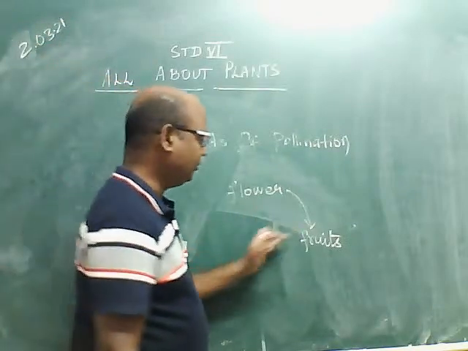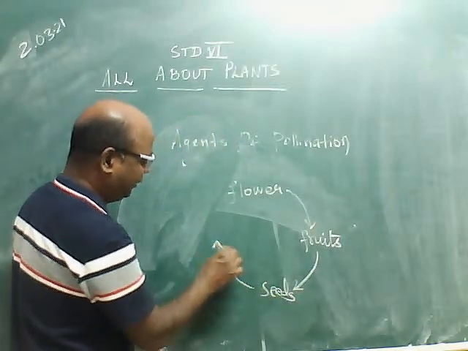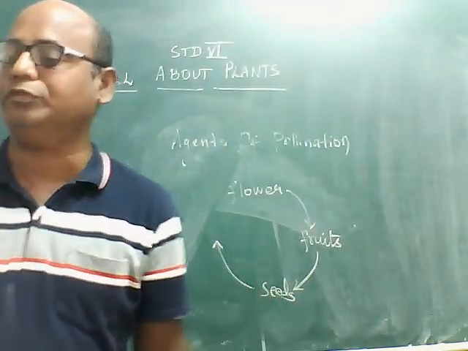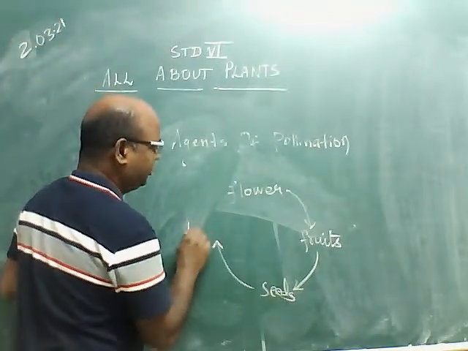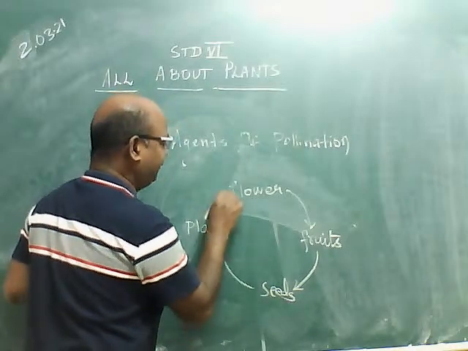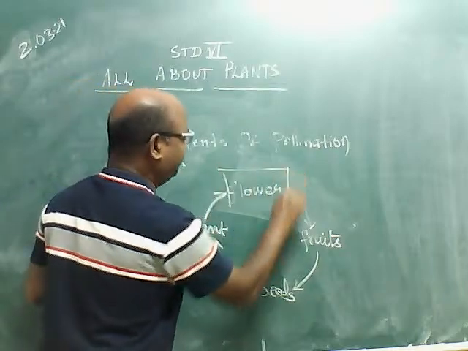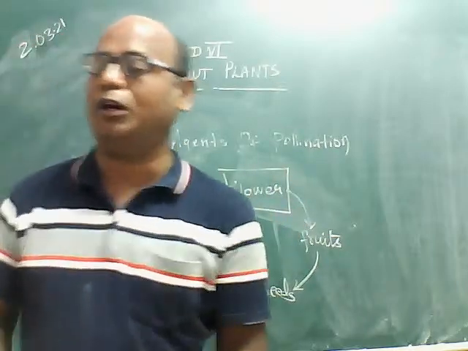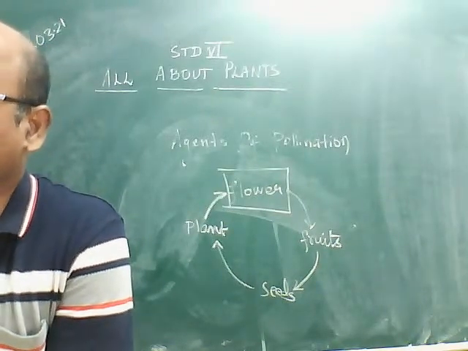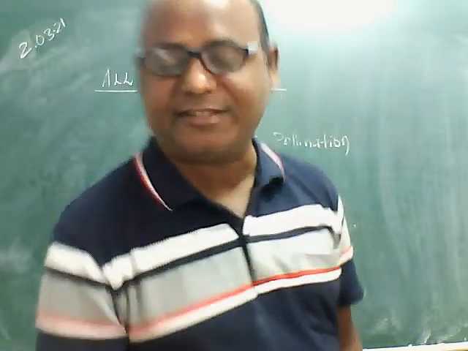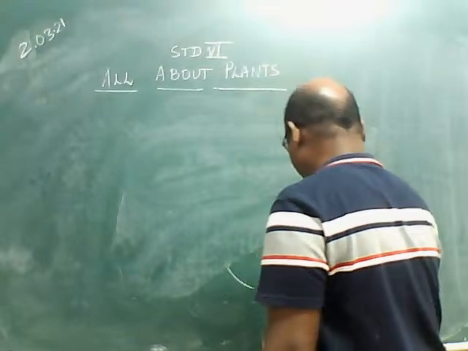Then the flower converts into fruits, the fruit produces seeds, and when these seeds get proper environmental conditions, air, water, warmth, soil, nutrients, minerals, salts, whatever it needs for growth, it grows into a plant, and again this plant produces flowers. So this cycle continues only due to the process of reproduction, and it ensures the continuity of species on the earth. Now you know that many species are on the verge of extinction.